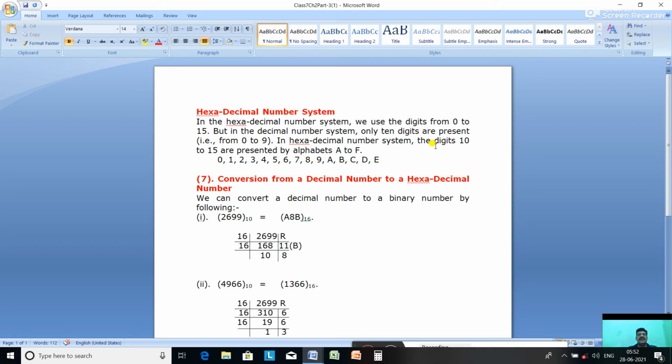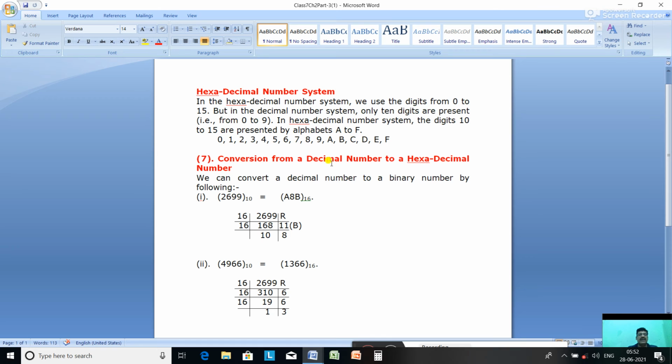So in the hexadecimal number system, the digits 10 to 15 are represented by the alphabets A to F. So after 9, A means 10, B means 11, C means 12, D means 13, E means 14, and F means 15. Okay, so 0 to F. Now let us learn how to convert a decimal number to a hexadecimal number. See, the decimal number base is 10, the hexadecimal number base is 16.